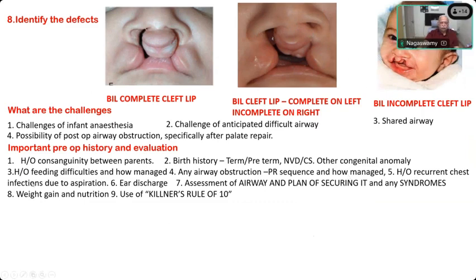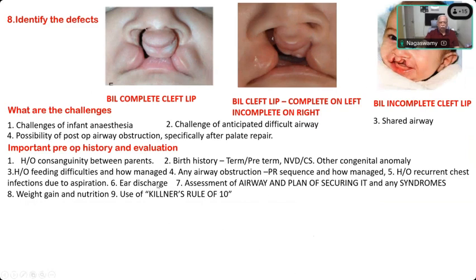History of recurrent chest infections due to aspiration while feeding. History of ear discharge, middle ear infections. Assessment of airway and plan of how to secure it. And any syndromes it is associated with. What are the syndromes where you can have a cleft lip or palate defect? One is Pierre Robin syndrome. Any other syndrome you know of? Treacher Collins syndrome, Goldenhar syndrome. Apert syndrome also, yes, it can have cleft palate but not cleft lip commonly. And how is the weight gain and nutrition?